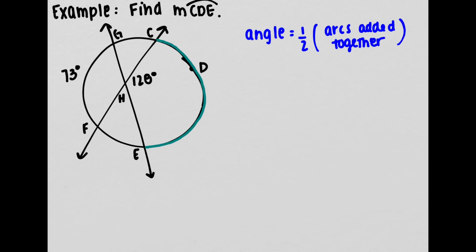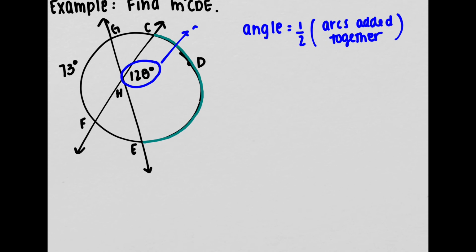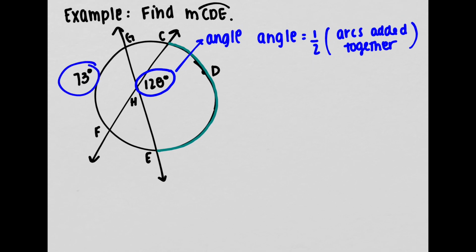So I'm going to go ahead and start plugging in what I know. I'm going to label on my diagram. I have 128 degrees. It's on the inside. It's actually an angle, or the one angle we need. And then I also have this 73 degrees. If you see, it's on the outside of the circle, so that tells me that this is one of the arcs.